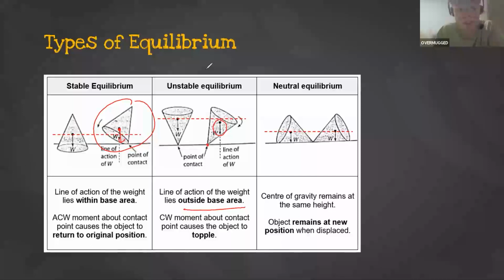What if the line of action of the weight is directly above the base area line? Would it be considered stable or unstable?